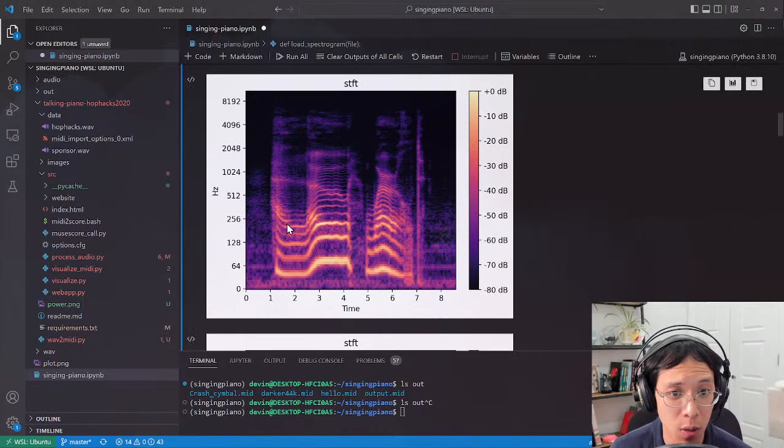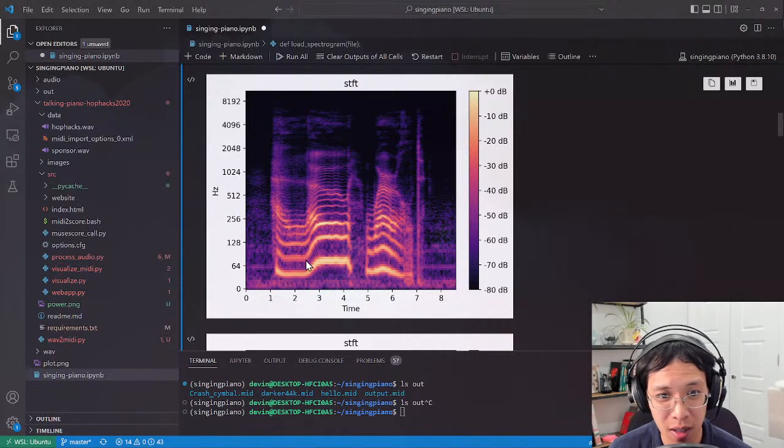Here is me saying hello world. You can see the overtones of my voice very clearly. They're shifting because I went hello. I moved up in pitch in the middle, right? So that's why h is lower and o is higher.